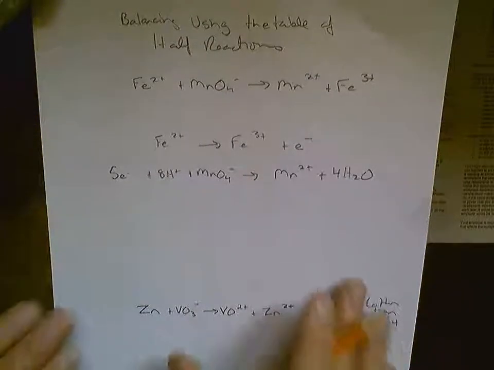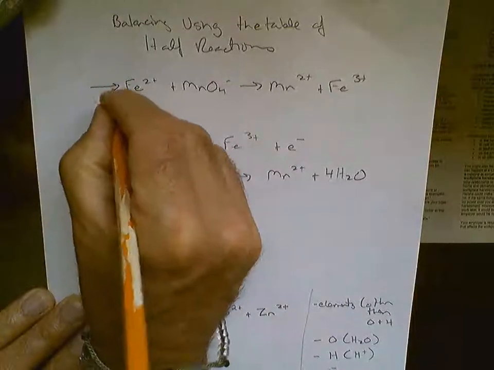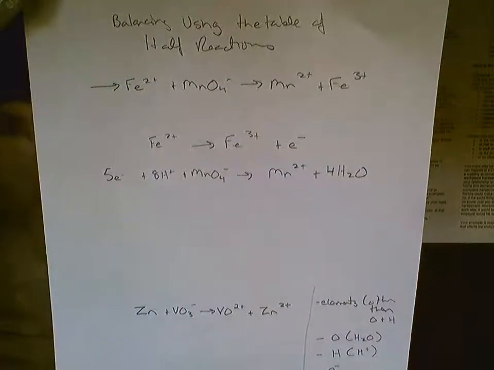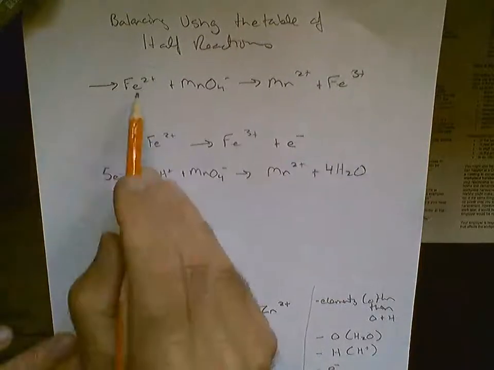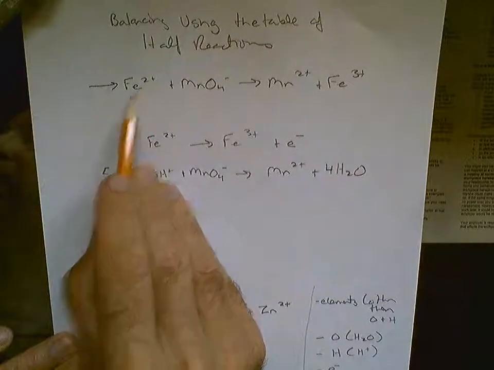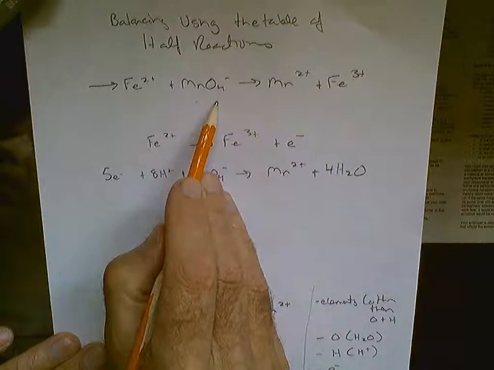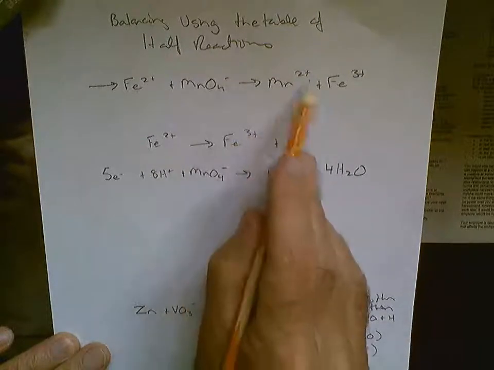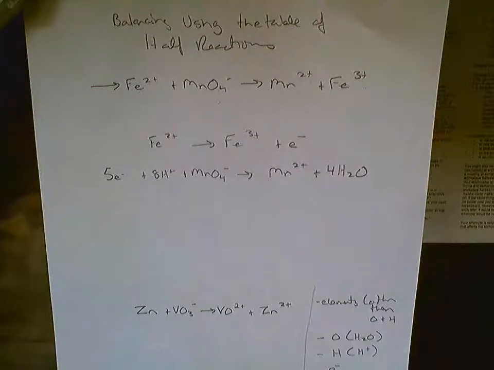So the first thing we start out with is an equation that we need to balance. And you'll notice in these what's different is not only do you have to balance the elements, you have to balance the charges. So in this particular reaction, we've got some iron ions, manganese oxide, manganese 2+, and iron 3+.